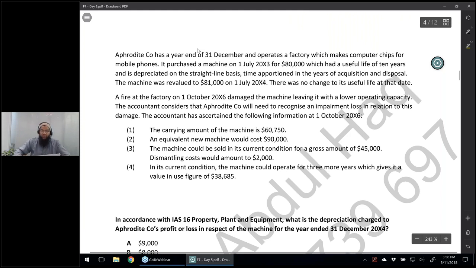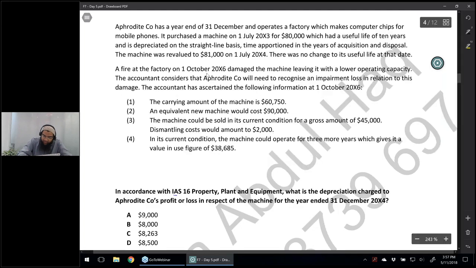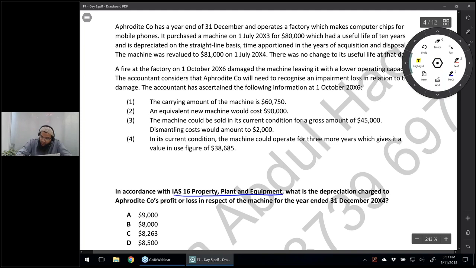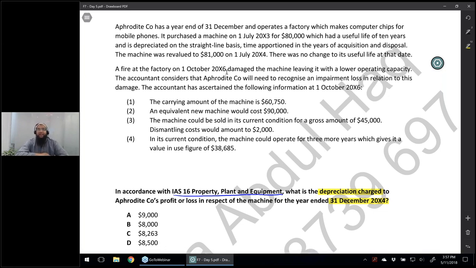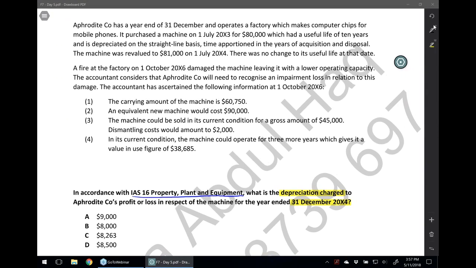The question's requirement says that in accordance with IAS 16 Property, Plant and Equipment, what is the depreciation charge to profit or loss in respect of the machine for the year ended December 20x4? So we need to calculate the depreciation for December 20x4. Can you read the case quickly and calculate the depreciation that you think it should be?